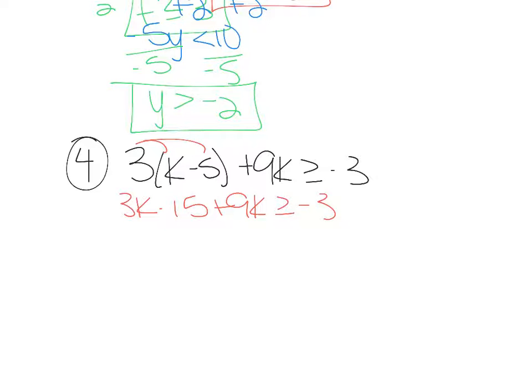Okay, next, before I start moving stuff all over the place, let's combine like terms. 3k plus 9k, since they're on the same side, just add them together. That gives me 12k minus 15 is greater than or equal to negative 3.